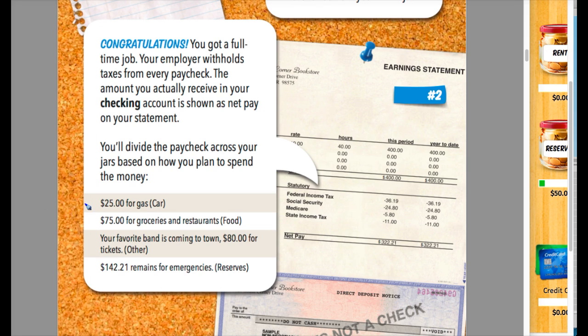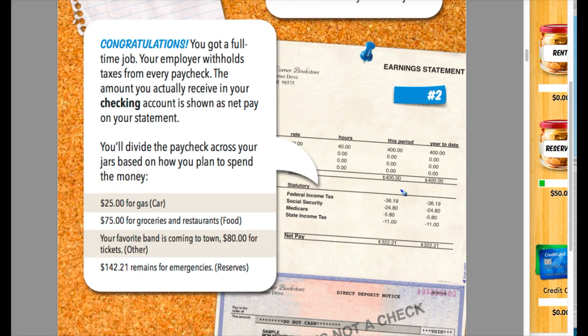$25 for gas, and this car, that's the jar it's going to go in. So $75 for groceries and restaurants is going to go in the food jar. Your favorite band, $80 will go in other, and $142 for emergencies in reserves. Okay, so that's how the money is going to be portioned out.